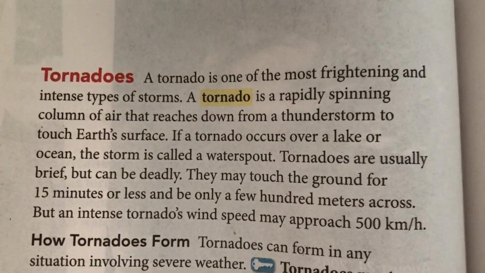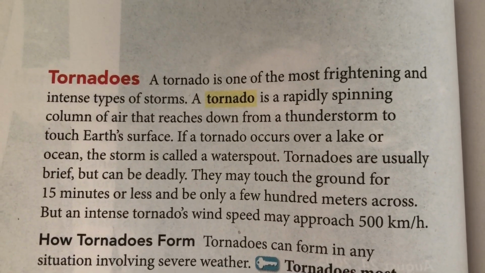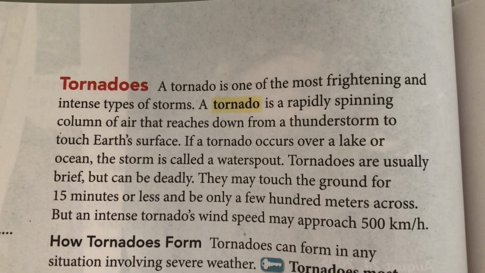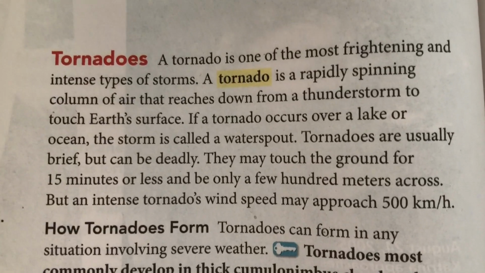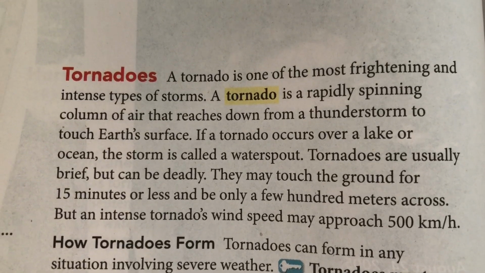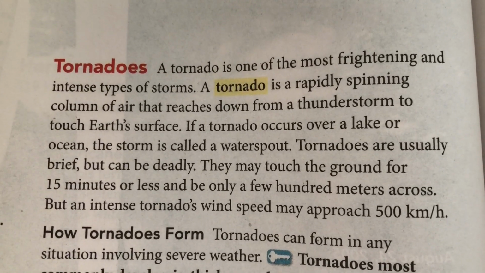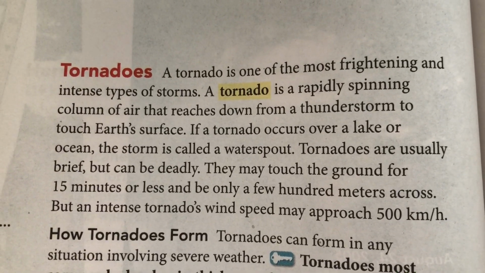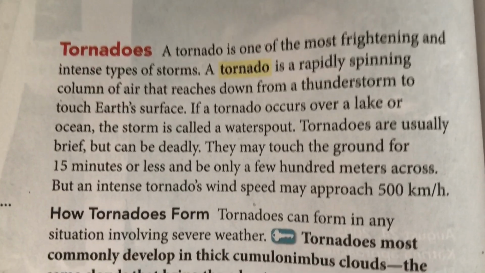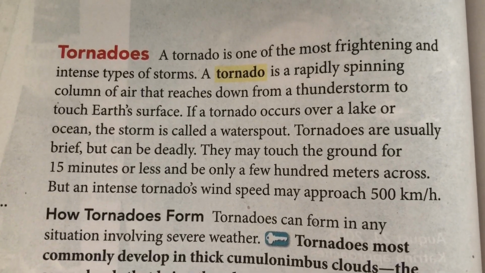Tornadoes. A tornado is one of the most frightening and intense types of storms. A tornado is a rapidly spinning column of air that reaches down from a thunderstorm to touch Earth's surface. If a tornado occurs over a lake or an ocean, the storm is called a waterspout. Tornadoes are usually brief, but can be deadly. They may touch ground for 15 minutes or less and be only a few hundred meters across. But an intense tornado's wind speed may approach 500 kilometers per hour.